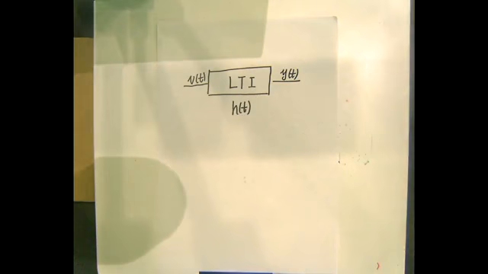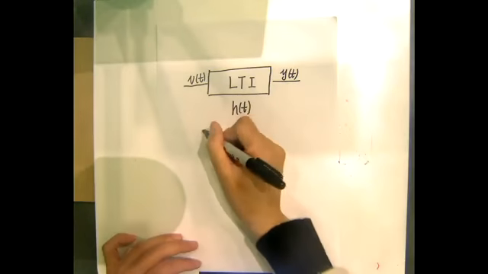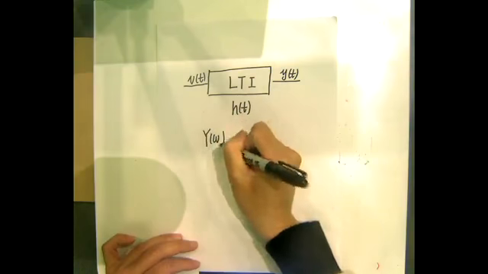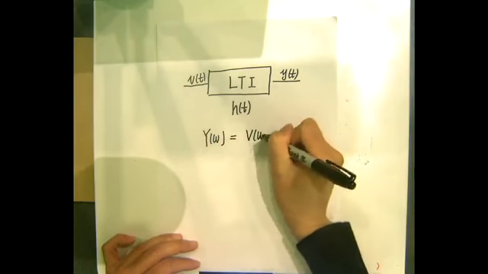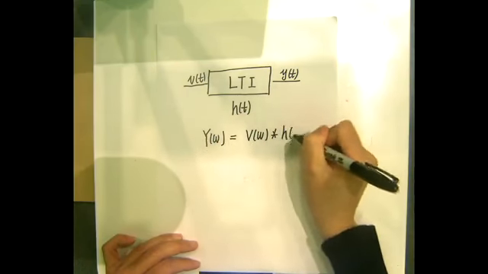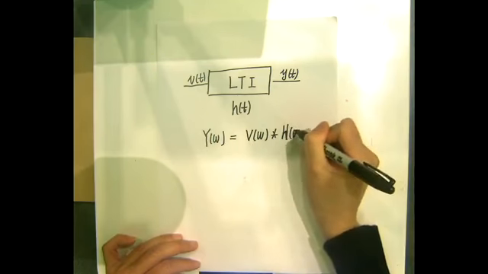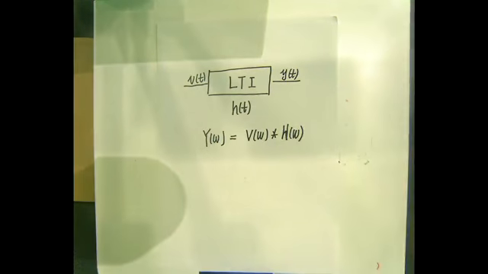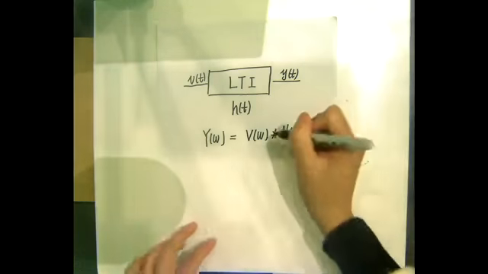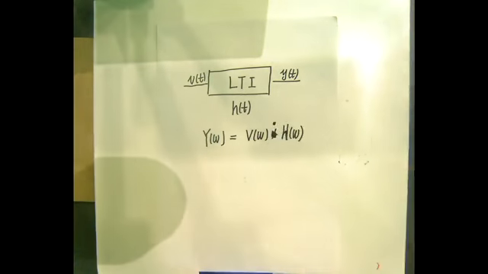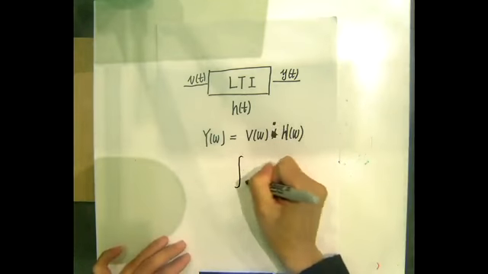In frequency domain, we will see that my Y(omega) is my V(omega) multiplied by my H(omega). Am I correct? Careful. Am I correct? Why? I'm saying it's multiplication, all right? Do I need to make sure of this signal?